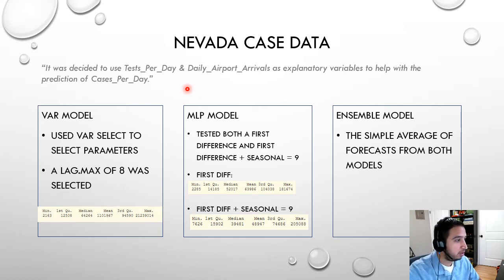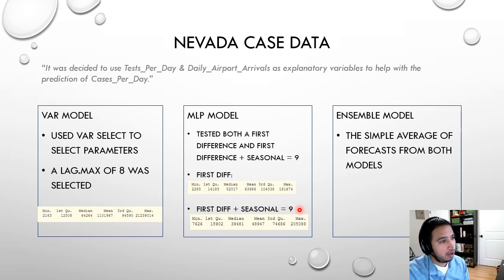Within the VAR model, it's pretty straightforward when it comes to coding. Essentially, there's this program called VARselect, which selects the parameters for you by feeding it the data. With that, it gave us a lag max of 8, and the AIC rolling window scores using a lag max of 8 are shown here. After that, similar to how we did with the univariate, we did an MLP model, except this time we included the 2 extra explanatory variables. The first difference and the first difference plus seasonal equals 7 AIC scores are listed here as well.